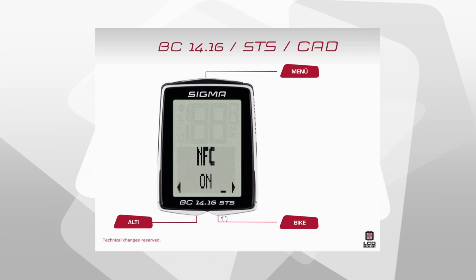If NFC is deactivated, neither you nor another Sigma Link user can access the BC by app. To return to the back display from here, press the bike button. Press Menu to exit the device settings, or press and hold the bike button long enough.